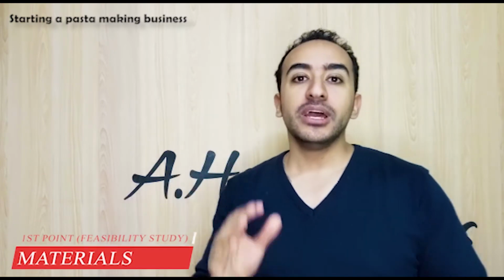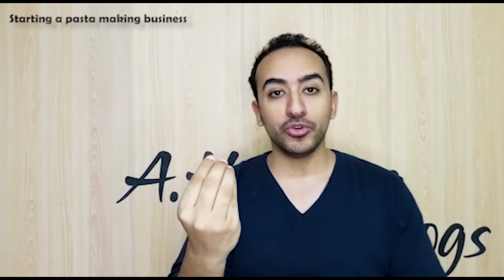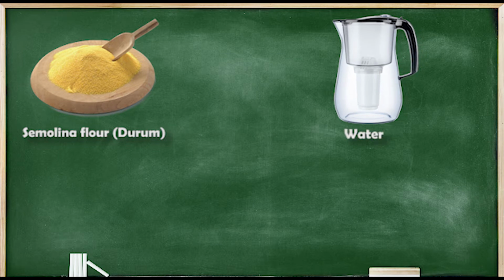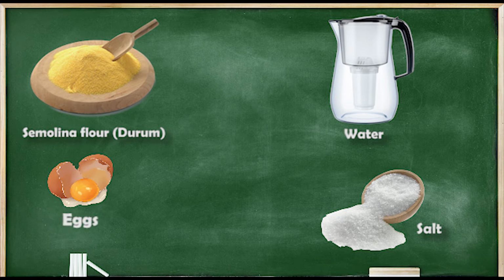So let's start, guys, our feasibility study, and the first point we'll talk about is the materials. In pasta you need only 4 materials to mix together and form pasta. What are they? First of all, you have to use semolina flour, and it's durum. You can search this name and you will find it. So semolina flour plus water plus salt, and the last thing, which is eggs. These are the only 4 ingredients you need to form pasta.